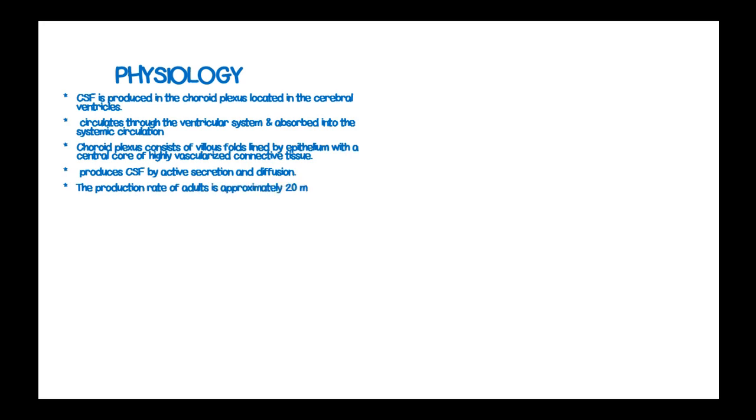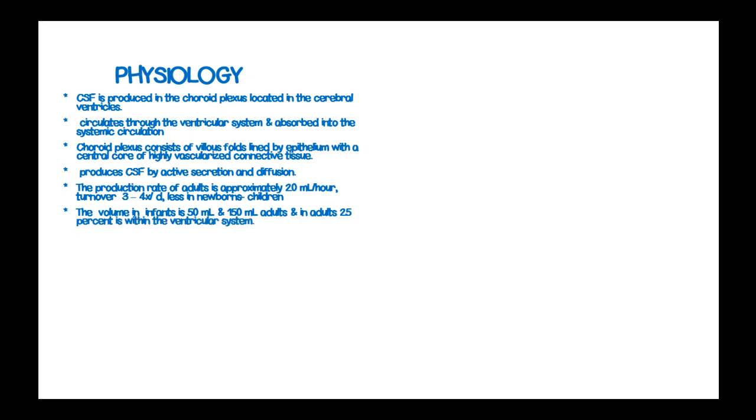The production rate of adults is approximately 20 mL per hour and a turnover of 3 to 4 times per day, but is less in newborns and children. The volume in infants is 50 milliliters and 150 ml in adults, and in these adults 25% is within the ventricular system. What is the ventricular system?